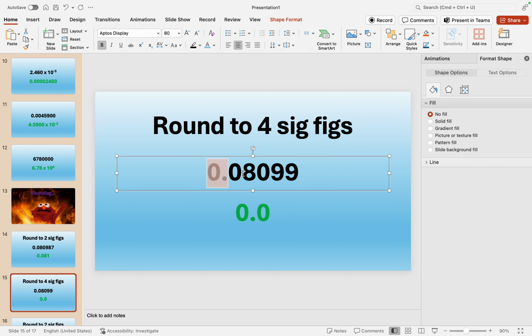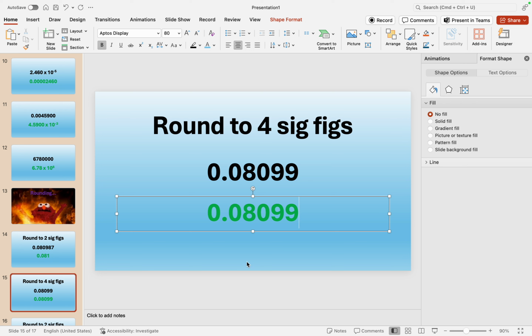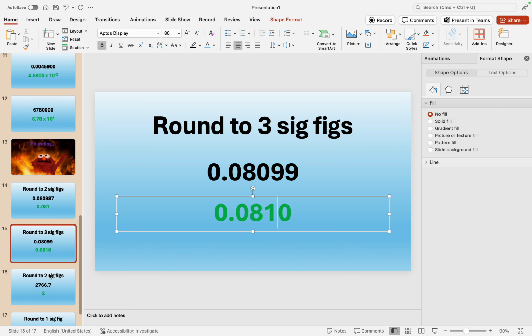If we take this number and round to 4, 1, 2, 3, 4, you actually get to keep this number the exact same. You're done. If I had to round this to 3 Sig Figs, however, let's change this to 3. Then I would have to make this a 1 and include one of my zeros to make it significant. Okay, so that one's hard.